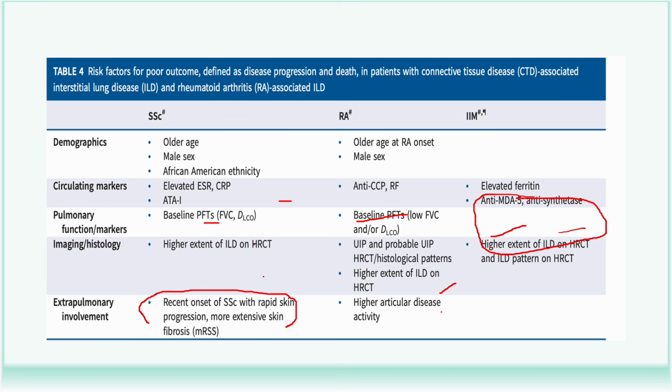These are all risk factors that will predict that this patient is going to have a higher risk of progression, and you can do upfront double or triple immunosuppression. MRSS is the modified Rodnan skin score, which is a score for the skin involvement in systemic sclerosis.